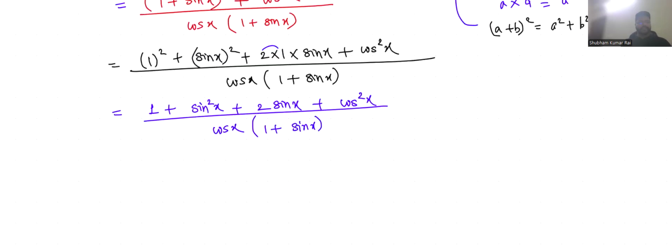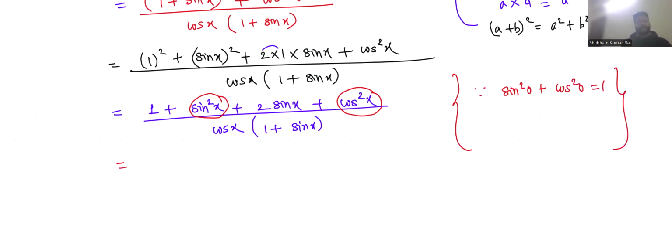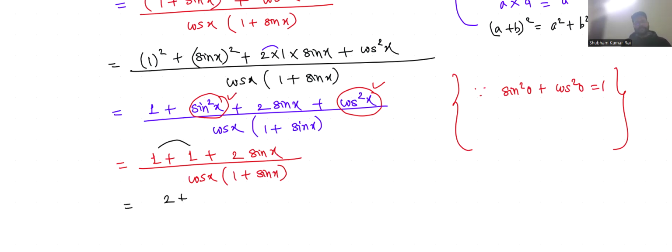If we combine sin square x and cos square x, what is the formula? We know that sin square theta plus cos square theta is 1. So here we will write 1 plus the sum of these two, which will be only 1, and it will be 2 sin x upon cos x (1 plus sin x). So 1 plus 1 will be 2, so 2 sin x upon cos x (1 plus sin x).